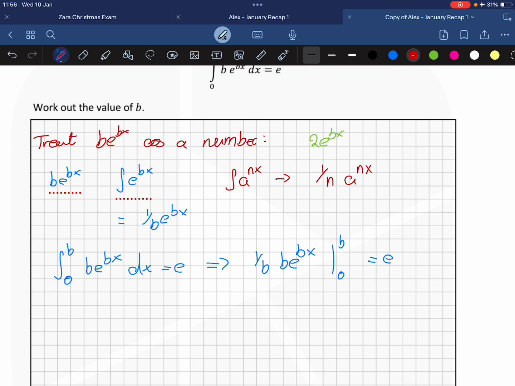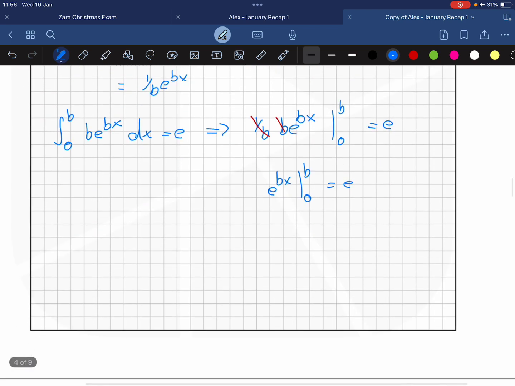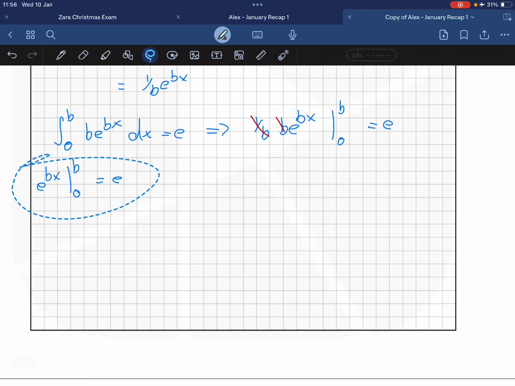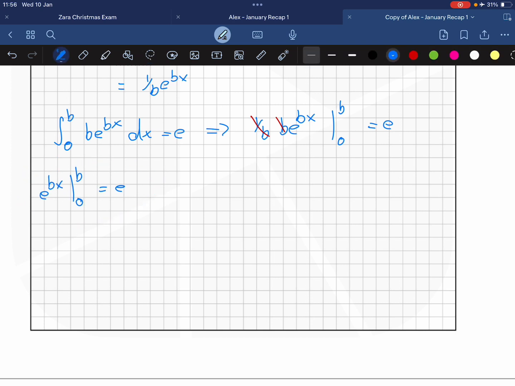But if we look at this first part here, we're going to have 1 over b times the b, so we're going to just get 1 there, so they effectively cancel each other out. So now we know that e to the bx evaluated between 0 and b is equal to e. Now, if I just move this over, we can go ahead and solve this.